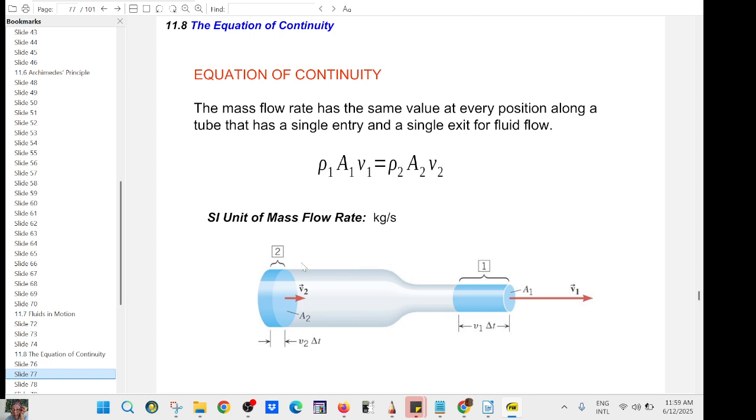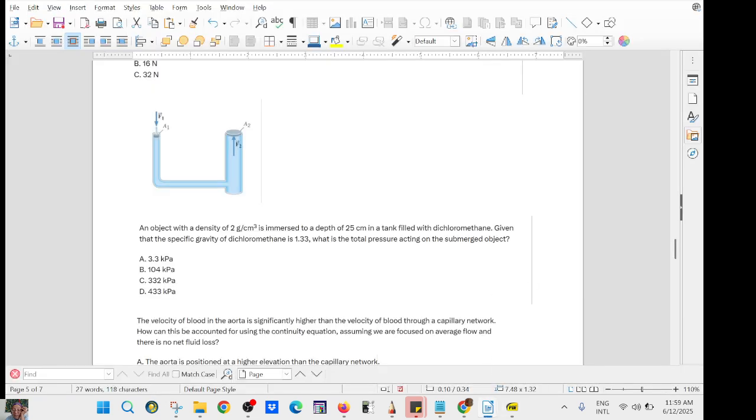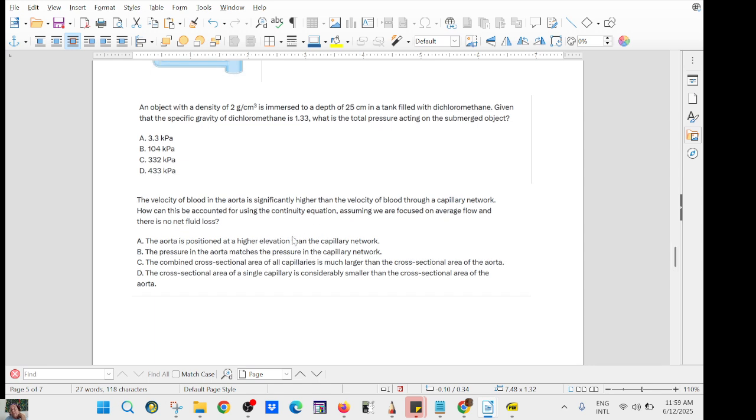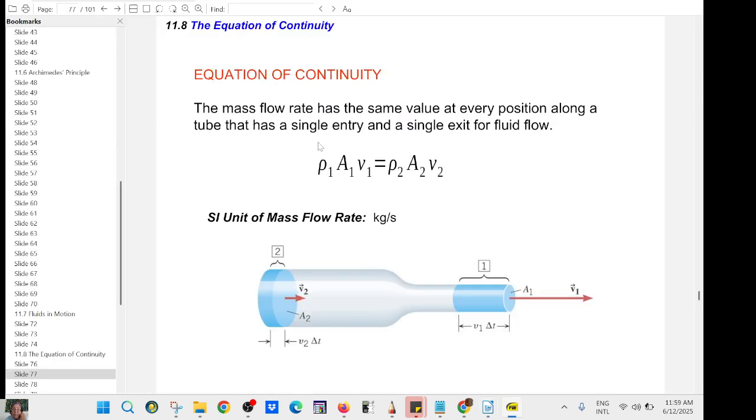So this comes from my playlist about fluid. Okay, so let's do the next one. So this one is easy. You can pause the video and you can remember the equation of continuity.